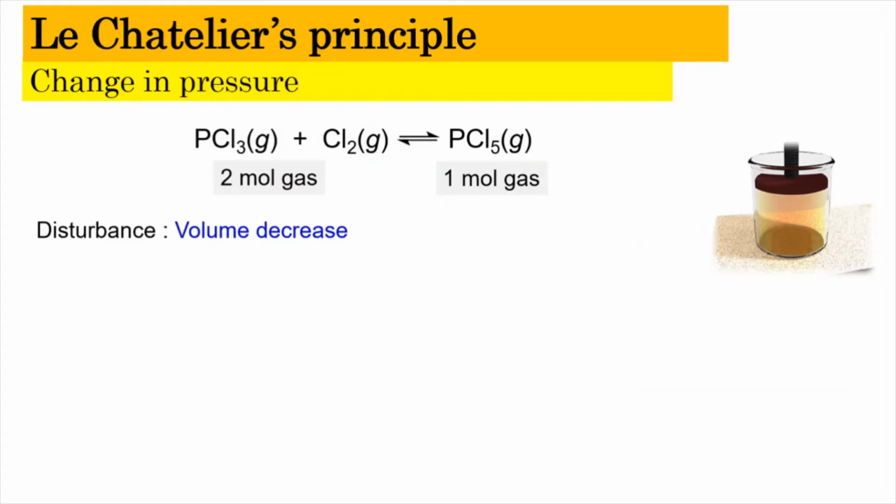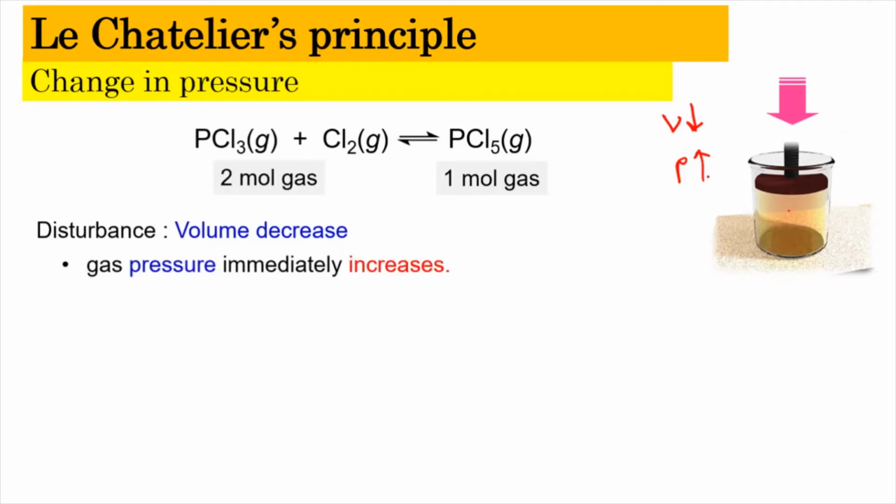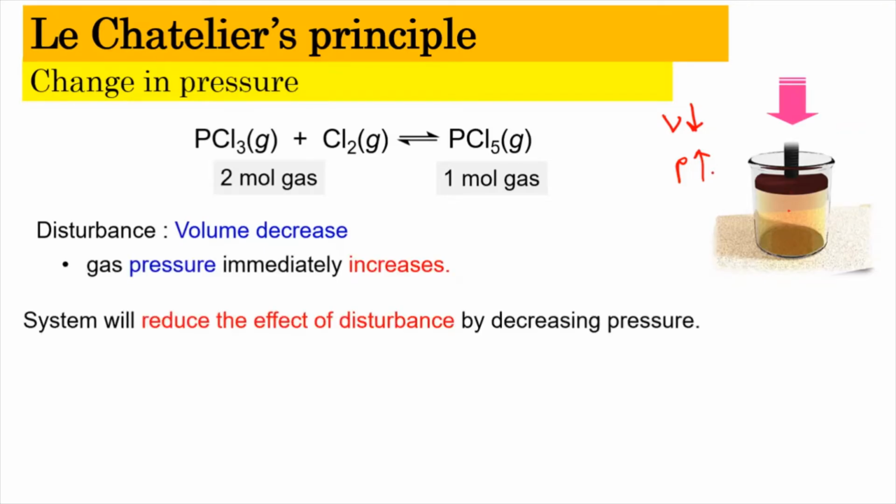So let's say you have a change in pressure. The change in pressure occurs when the volume is being decreased. So when the volume is decreased, okay, compressed, the pressure will get higher. Okay, and according to the Le Chatelier principle, we need to reduce the pressure in order to reduce the effect. Okay, so our disturbance here is the increase in pressure. So our action here is we need to reduce back the pressure so that it can get back to equilibrium.